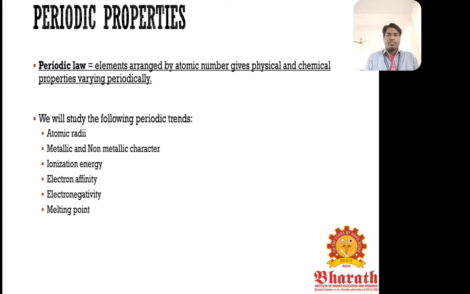Periodic properties. Periodic law: the elements arranged by atomic number give physical and chemical properties varying periodically. We will study the following periodic trends: atomic radii, metallic and non-metallic characters, ionization energy, electron affinity, electronegativity, melting point, etc.